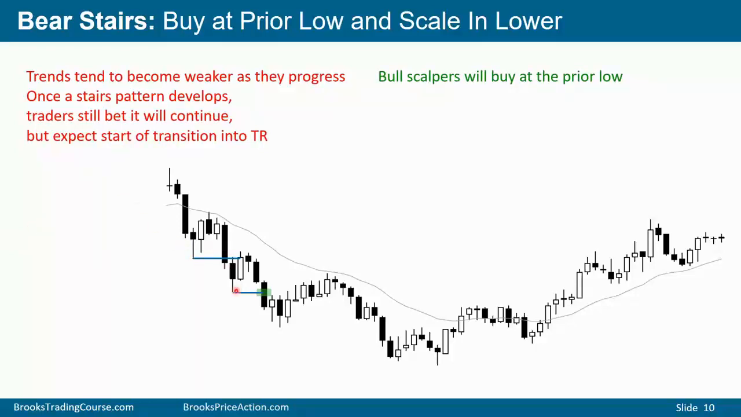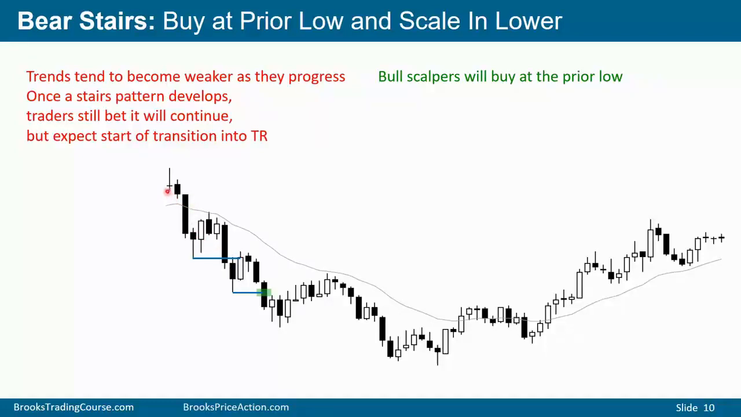Some bulls will buy the low and buy more lower. Others, instead of buying the low, will simply buy lower, the size of a scalp or twice the size of a scalp, expecting the market to come back above the breakout point. A lot of scalpers do not do that until they see a stairs pattern.